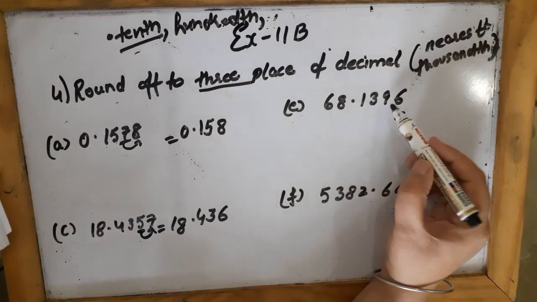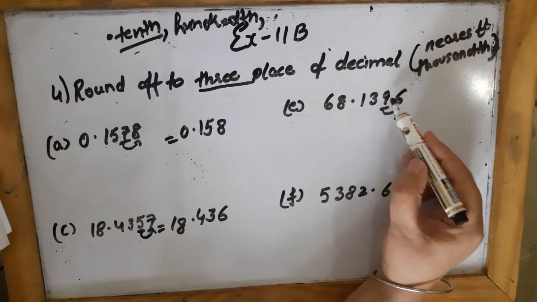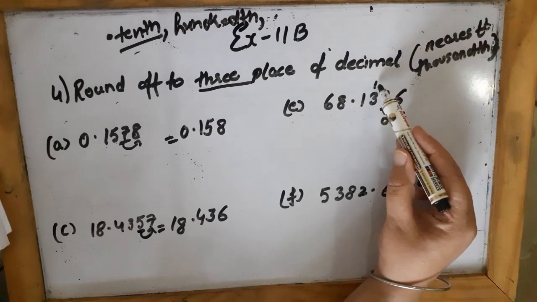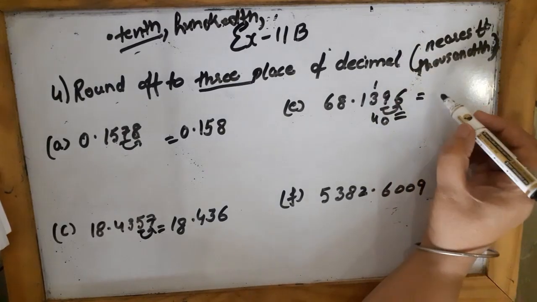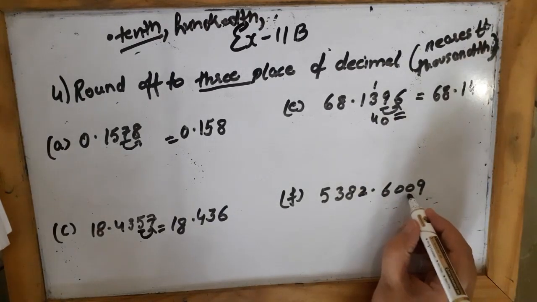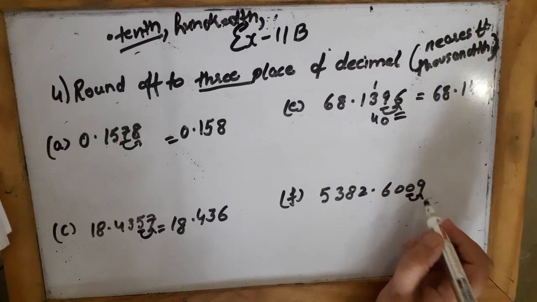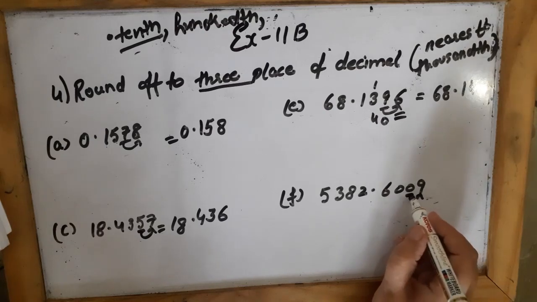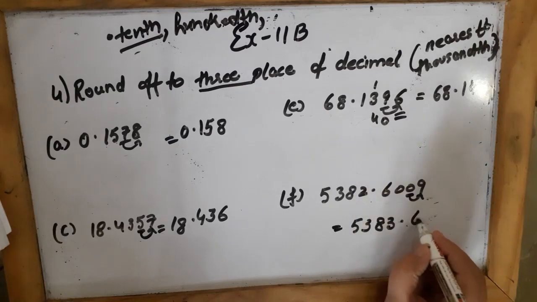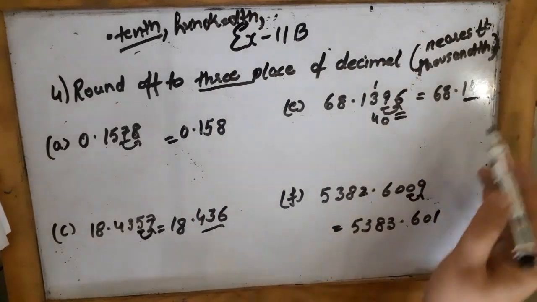Now the 1000th place is 9, and to the right of 9 it is 6, which is more than 5. It means 9 will become 10. So in place of 9 I'll write 0 and 1 I will carry. So this will become 4. So what you will get? 68.140. Now this is the third place of decimal. To the right it is 9. So this 9 is more than 5. It means 0 will become 1. So what will be the answer? It will be 601. So I have written my answers to the 3 places of decimal.